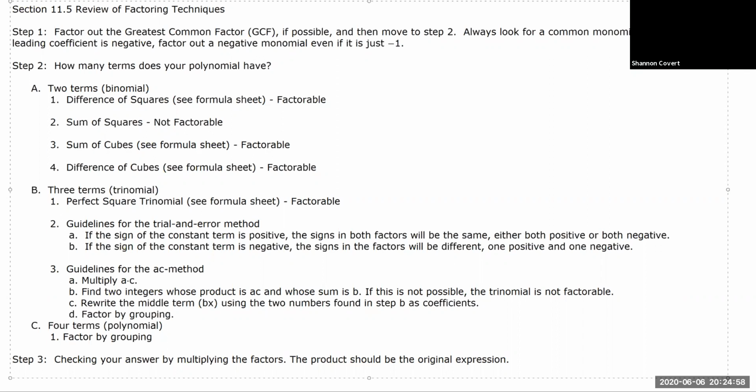Then the second step is trying to determine how many terms your polynomial has so you can determine what your method is going to be. So you'll notice on here I've got different notes. Anytime you see in parentheses "see formula sheet," that means it's a formula you do not have to memorize. You're going to be able to find it on that formula sheet that you will be able to use when we are taking our module exams.